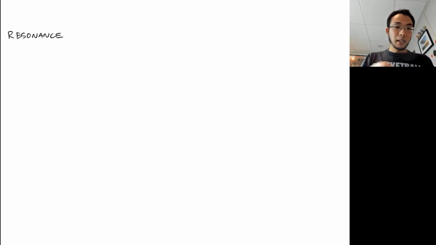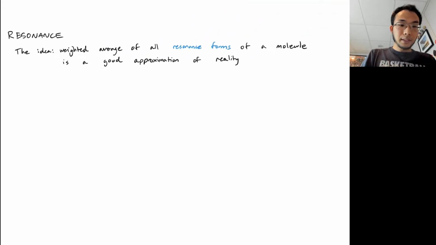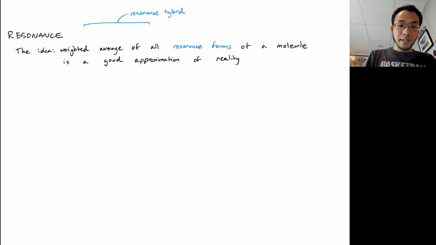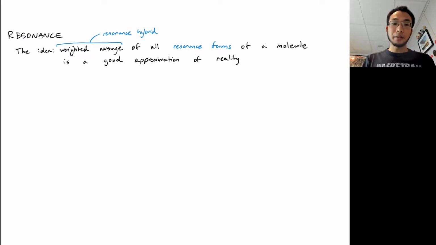Resonance first. So resonance is this idea that there are a lot of different resonance forms that you can draw for a molecule. In other words, you can draw a lot of different valid Lewis structures for a molecule. With resonance, what we're thinking is that some of these resonance forms are more significant than others. So we take a weighted average of all of the possible resonance forms, and by doing that, we arrive at a resonance hybrid that is a good model for the actual molecule. Right? And so again, that resonance hybrid is this weighted average.